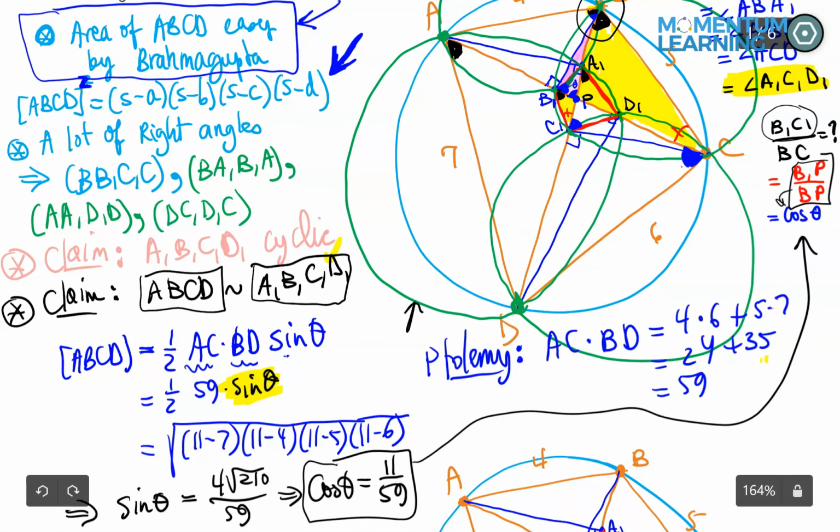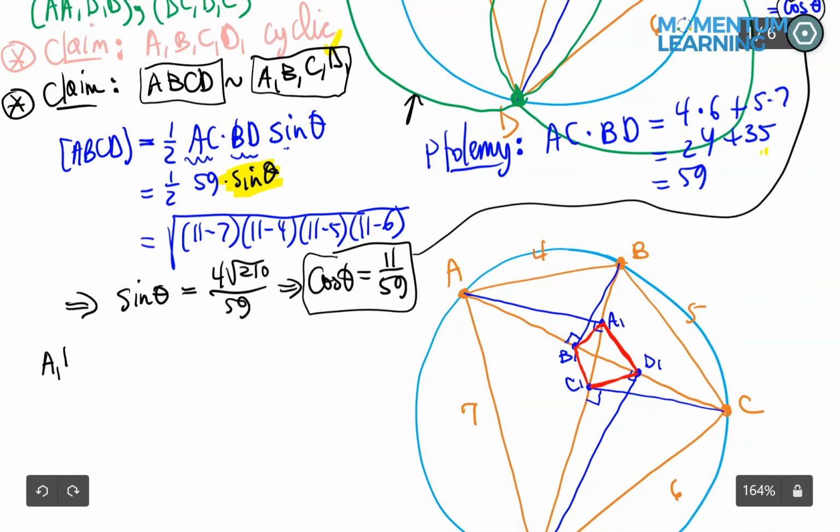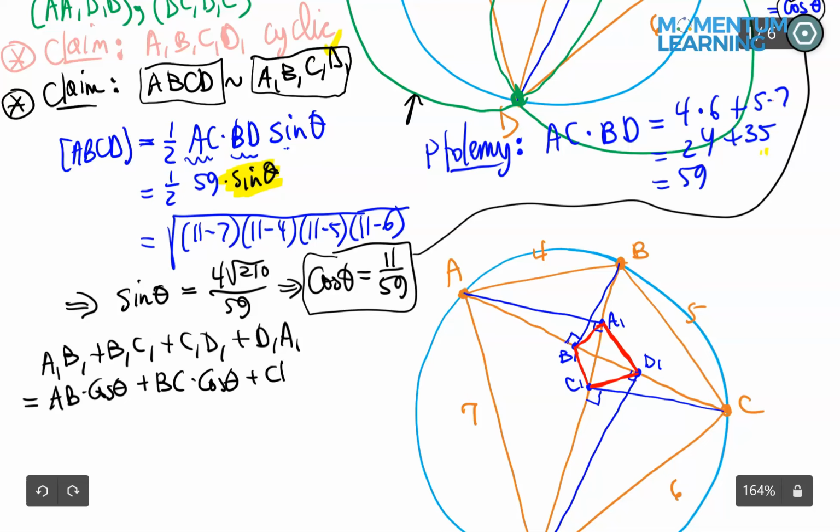I should say this one, sorry. Use this one. So cross multiply this with the cosine theta, we would get B1C1 is cosine theta times BC, right? So therefore, the question is asking for A1B1, the perimeter, plus B1C1, plus C1D1, plus D1A1, which is simply, like we said, AB times cosine of the angle between the diagonals, BC times cosine of the angle between diagonals, and so on. CD times cosine of theta plus DA times cosine of theta.